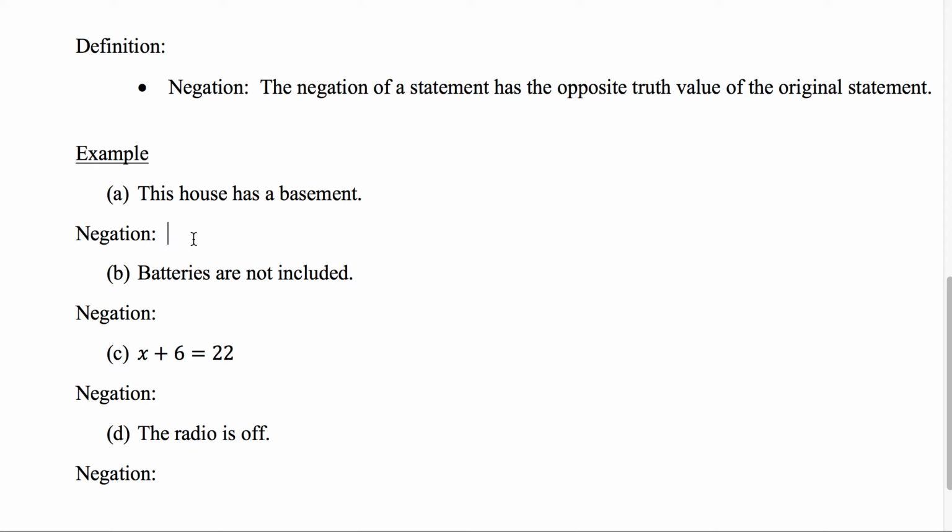So like for part A, the house has a basement. The negation would be, the house does not have a basement. And so we just add the word not into that statement. For part B, it already has the word not in the original statement, so to get the negation, we're just going to take that word out. So, batteries are not included. For the negation, we're going to say that batteries are included.